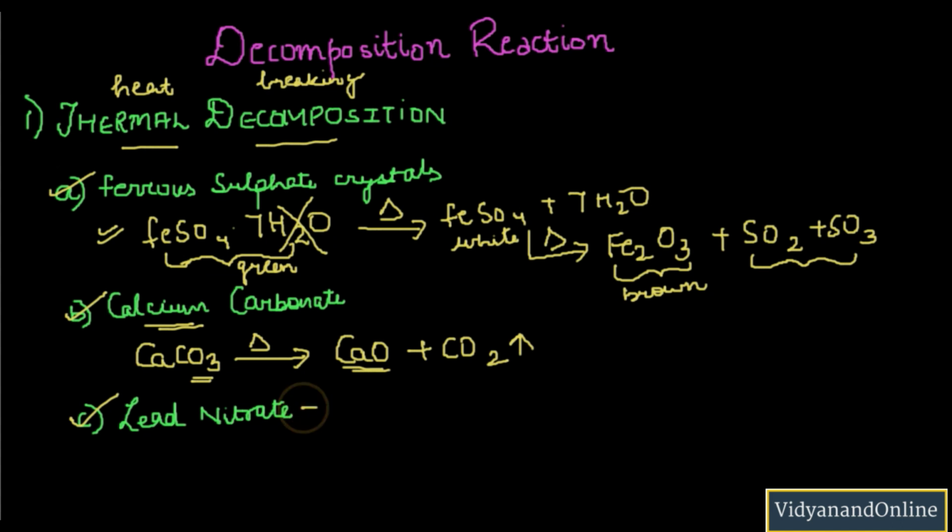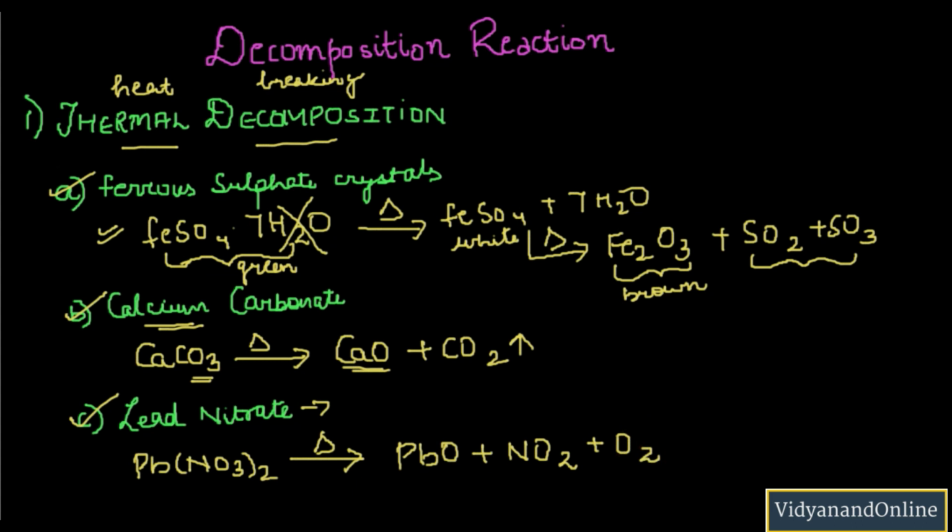Now the last is decomposition of lead nitrate. So what is the formula of lead nitrate? It is Pb(NO3)2. We know Pb is plus 2 and NO3 is minus 1, and that is why the formula comes out to be Pb(NO3)2. Now we will heat it. Once we heat it, we get lead oxide along with the liberation of gases, which are nitrogen dioxide plus oxygen. So these gases are released in the decomposition of lead nitrate.